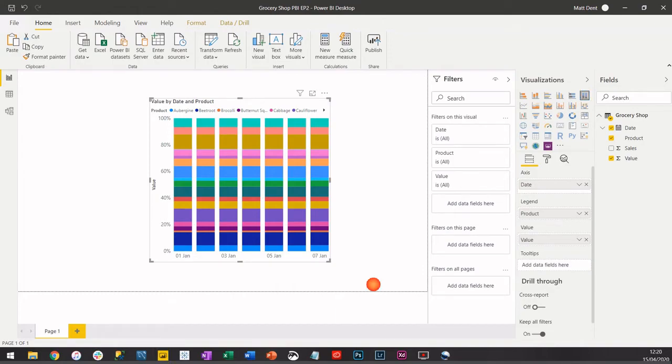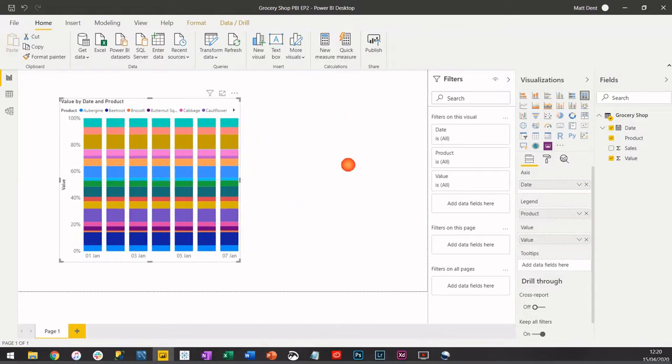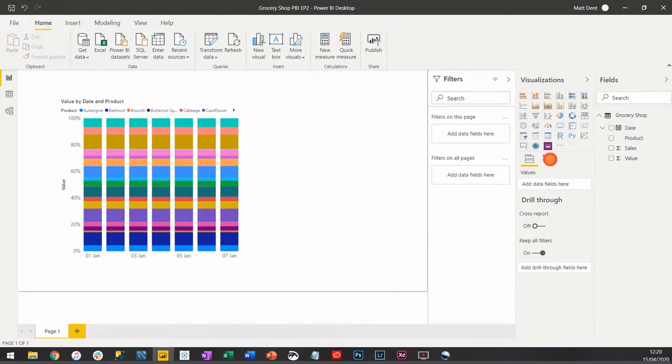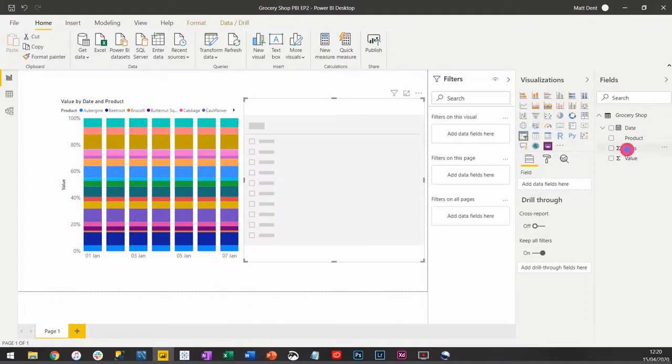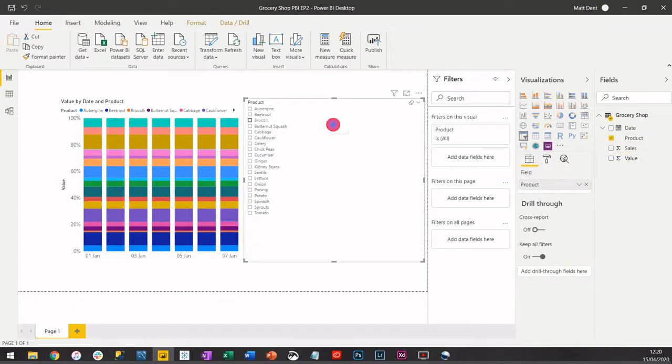Now to make this visual easier to understand, I'm going to simultaneously use another visual on this sheet. And the one I'm going to do is I'm going to jump down here to slicer. So if I click on slicer, I'm going to add product into field. Now this slicer enables me to only select or deselect the products that I'm interested in doing. Now there's quite a lot of options for these slicers.